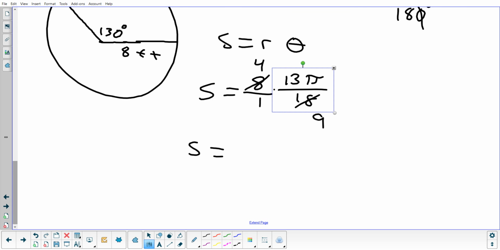4 times 13 gives me how much? Yep. 52. So we have 4 times 13 pi, so 52 pi over 9. And unless they ask for a decimal, you don't need to do that out. You just leave it like that.